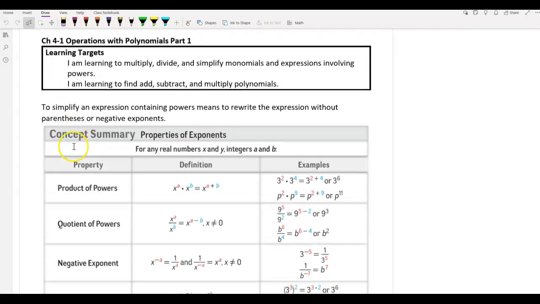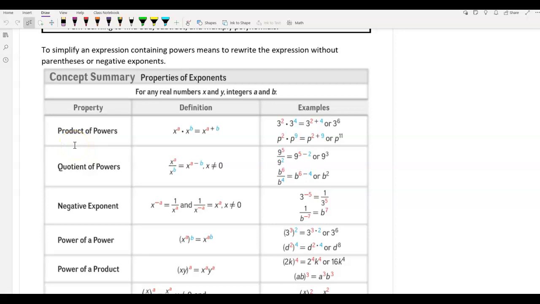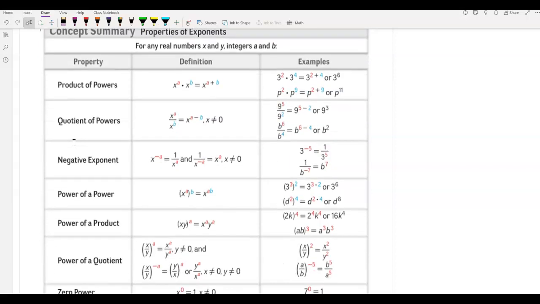So let's scroll down. To simplify an expression containing powers means to rewrite the expression without parentheses or negative exponents. So no parentheses and no negative exponents. We actually have several different properties of exponents that'll help us do this. The first property that we're going to discuss today is the product of powers.